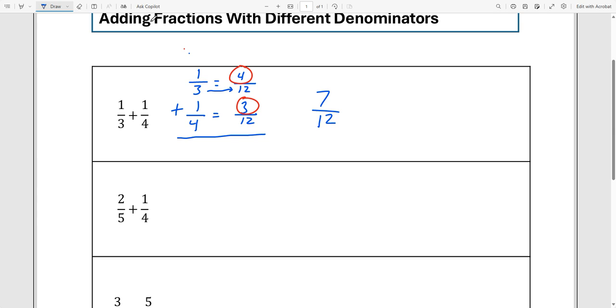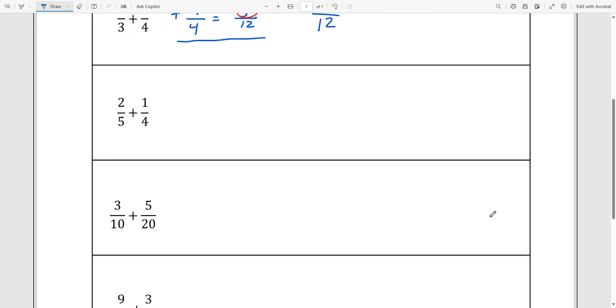Let's try this next one. So I have 2/5 plus 1/4. And so let's write our question out. 2/5 plus 1/4. And we want to find the least common denominator or least common multiple of 5 and 4. And again, use the larger denominator, 5, because you'll get to the least common denominator faster.